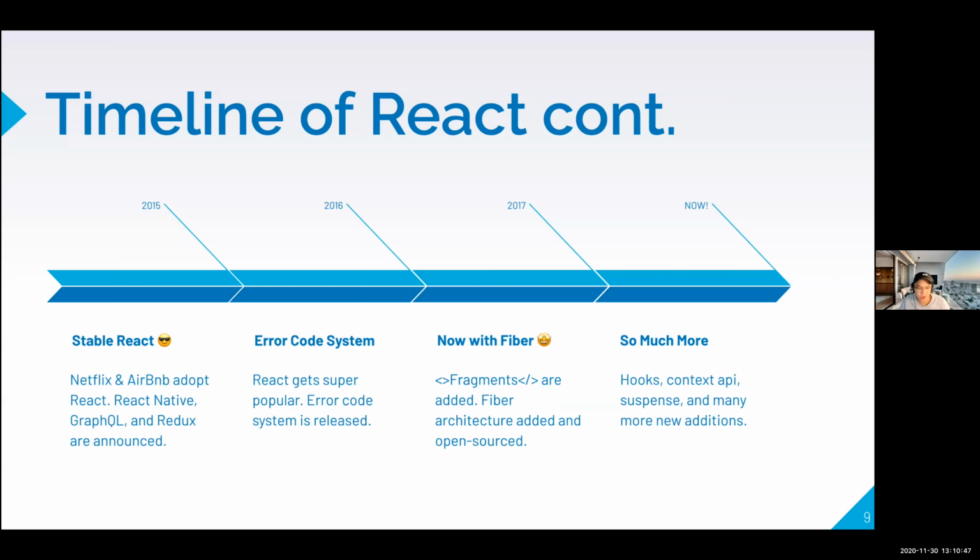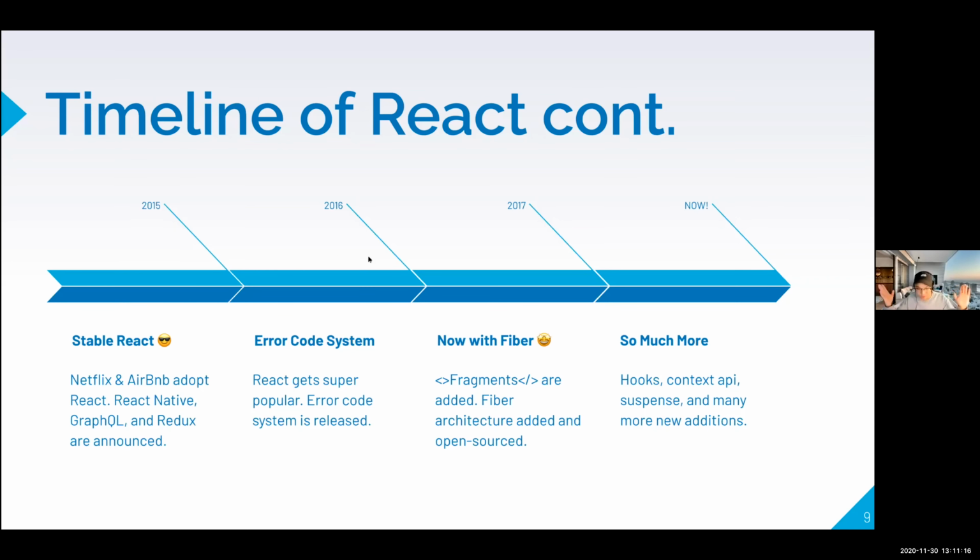And it was very cool because now Netflix and Airbnb adopted it. So it's not just Facebook; now we have these other big companies using it. Along with that, React Native came out, and GraphQL and Redux were announced. What's really cool about 2015 is a lot of stuff changed. This is when React DOM split from React, so that they can have the React Native interface. That's the reason why we see React and React DOM in our package JSON.